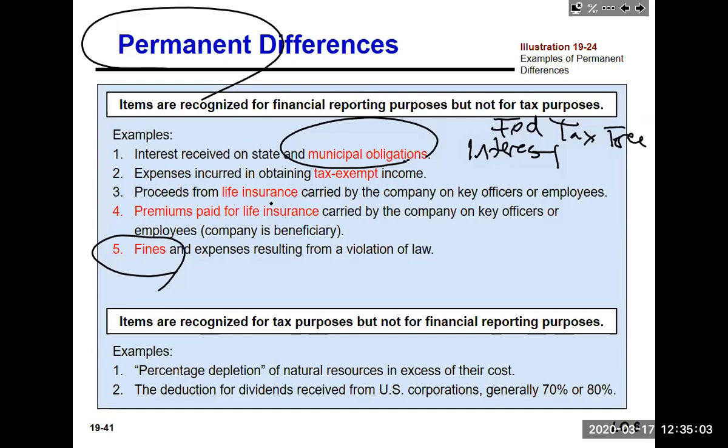Well, if this is permanent, then what do I have to do on my income taxes? Or, excuse me, on my GAAP statements. Well, in a sense, you've got to take out that deduction. And we'll see how to do that, probably when we work the exercises. So that's not a DTA or a DTL. This is a permanent difference. So you have to make income tax expense equal income tax payable. You have to make them equal because it's permanent.